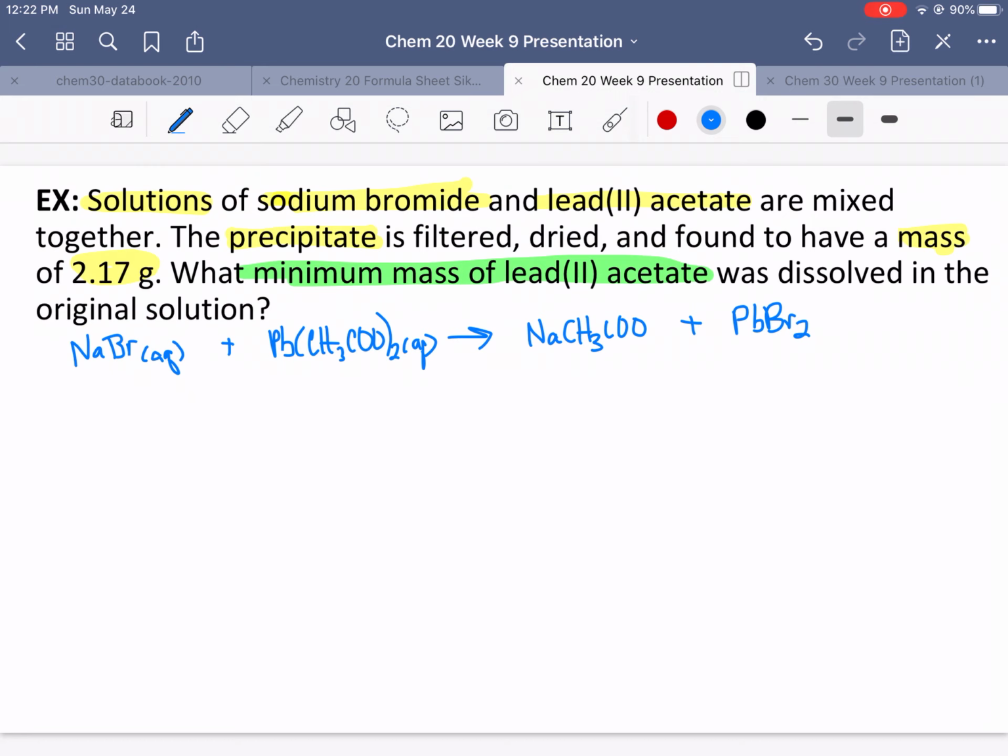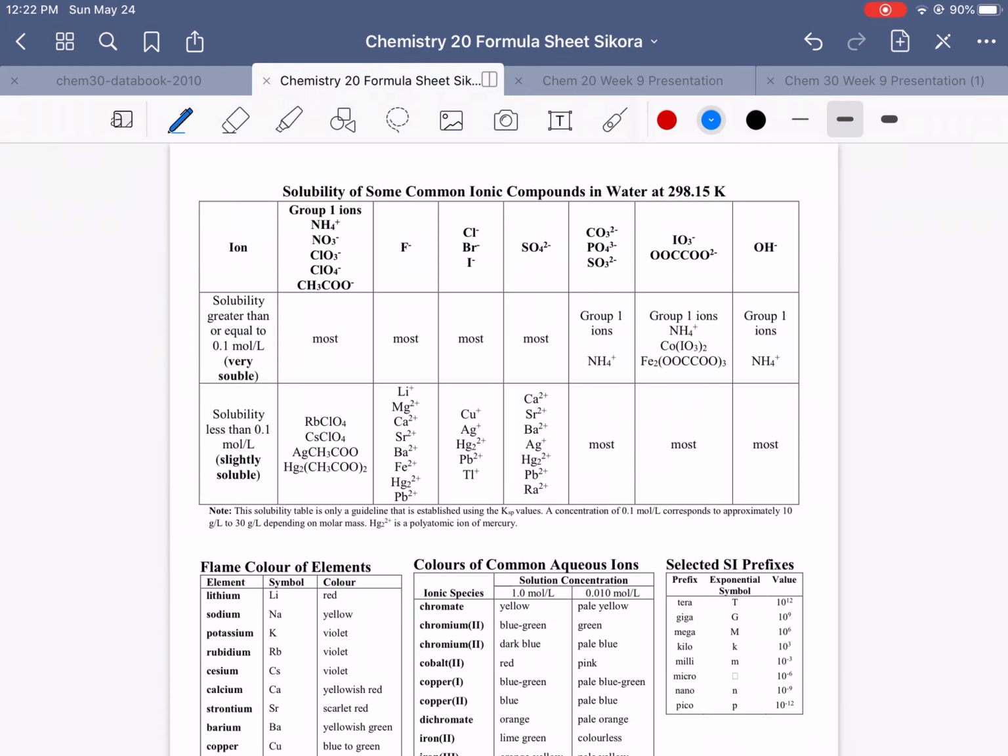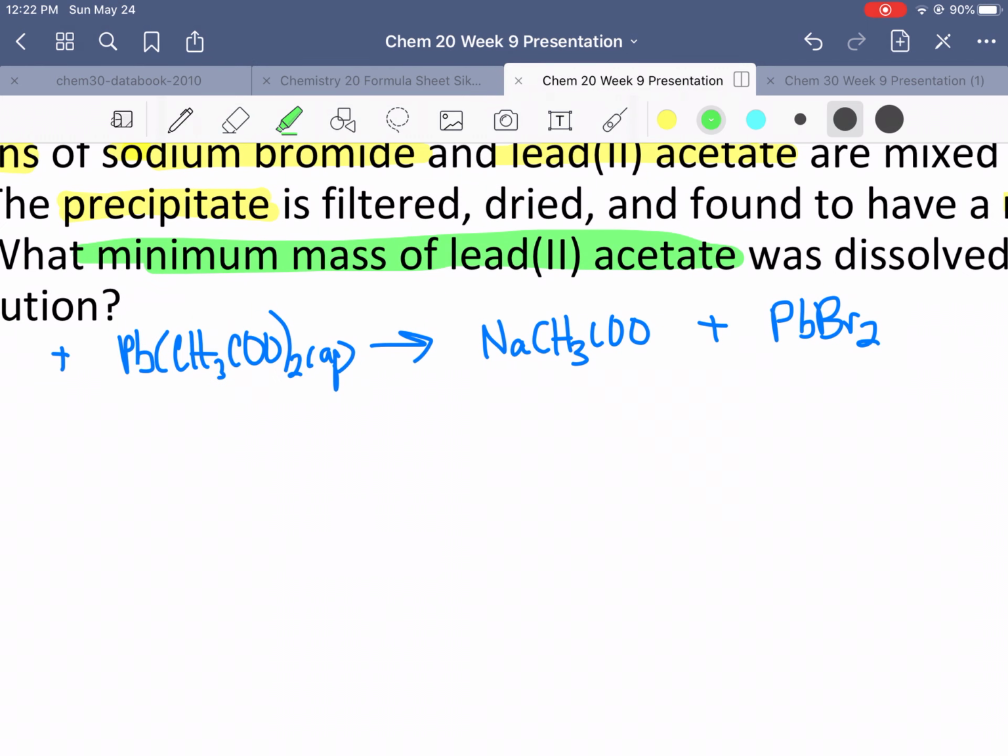When you check your solubility table, I'll just do this once. Let's go to acetate. We check it out. It's right here. Is sodium listed in this section? No. Therefore, the sodium acetate is going to be aqueous.